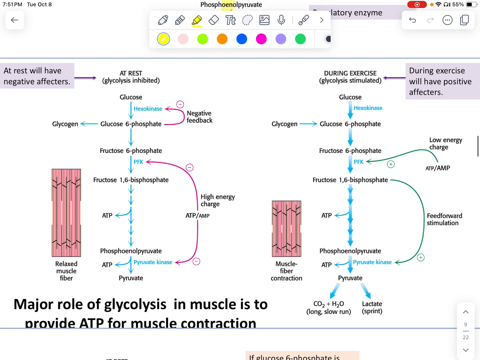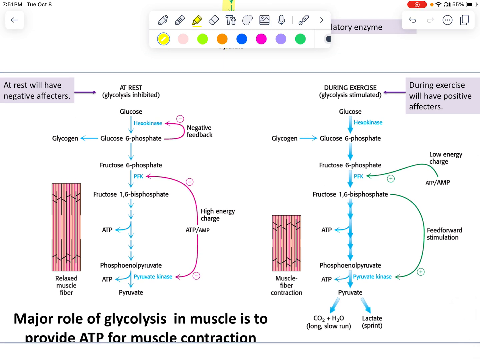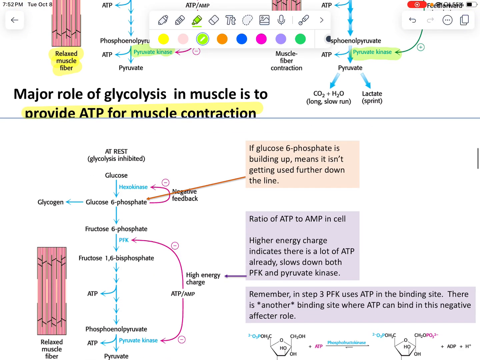Okay, if we think about muscle, the major role of glycolysis in muscle is to provide ATP for muscle contraction. So when we are at rest, we have relaxed muscle fibers and we're not trying to contract them. So when we're at rest, we really want those 3 regulatory enzymes to be muted. We really don't want them speeding up that reaction because we don't need that energy. It would be wasted on us. Okay, so they have these negative effectors. But when we're exercising and we need all that ATP, we want these to be expressed. We want these enzymes to really ramp up their work and speed up these reactions. And so those enzymes will have positive effectors. And we're going to look at these two separately. So let's start with when we're at rest.